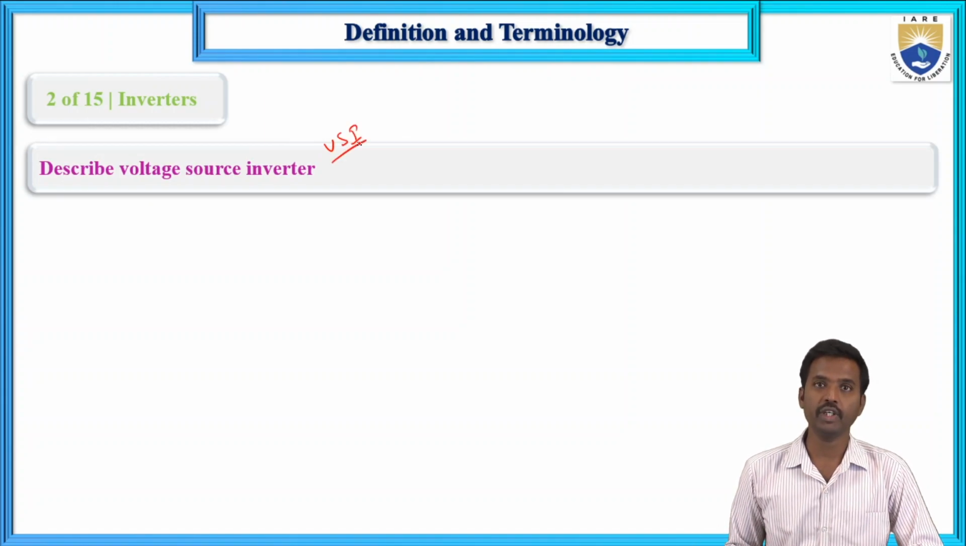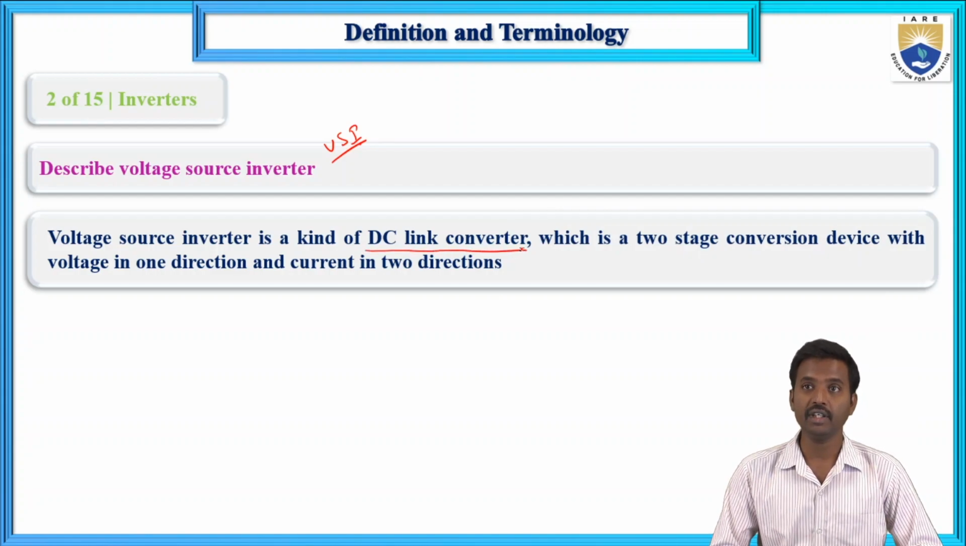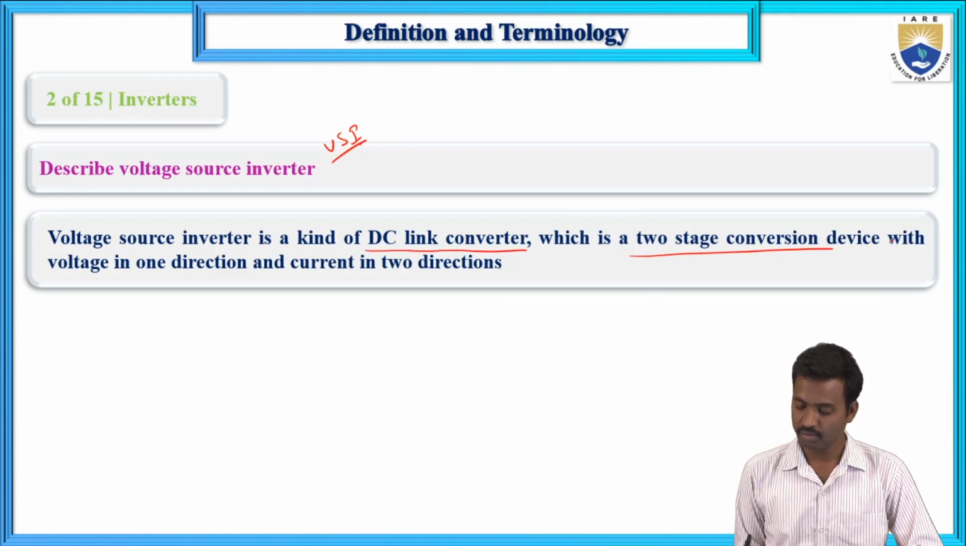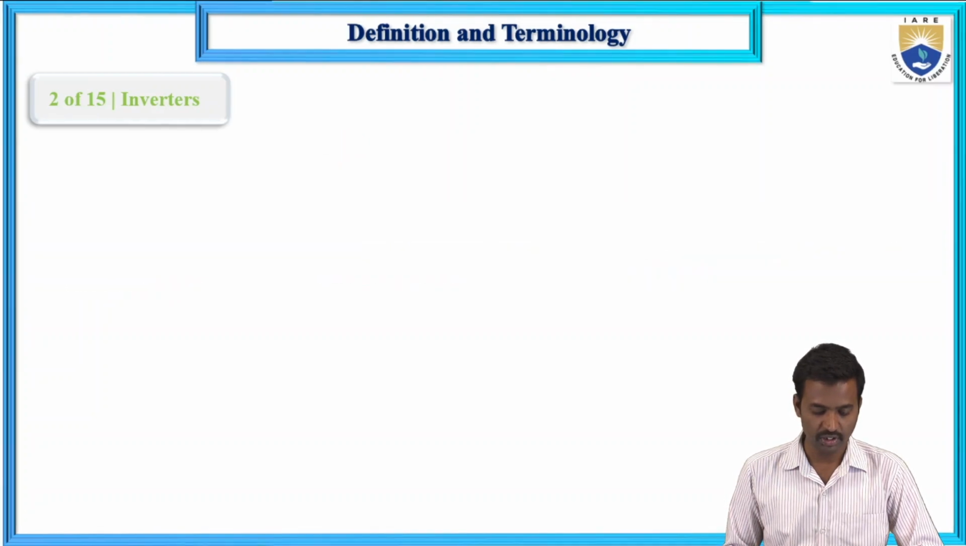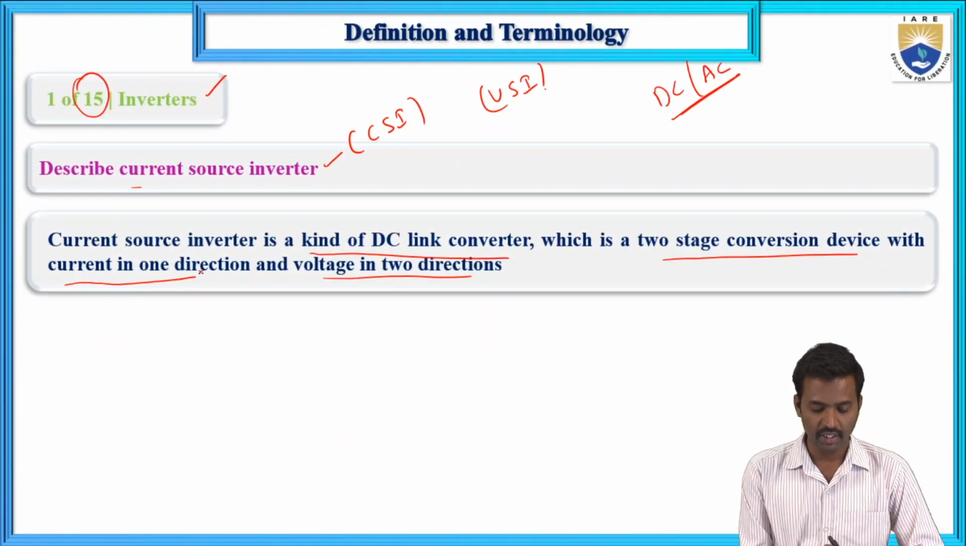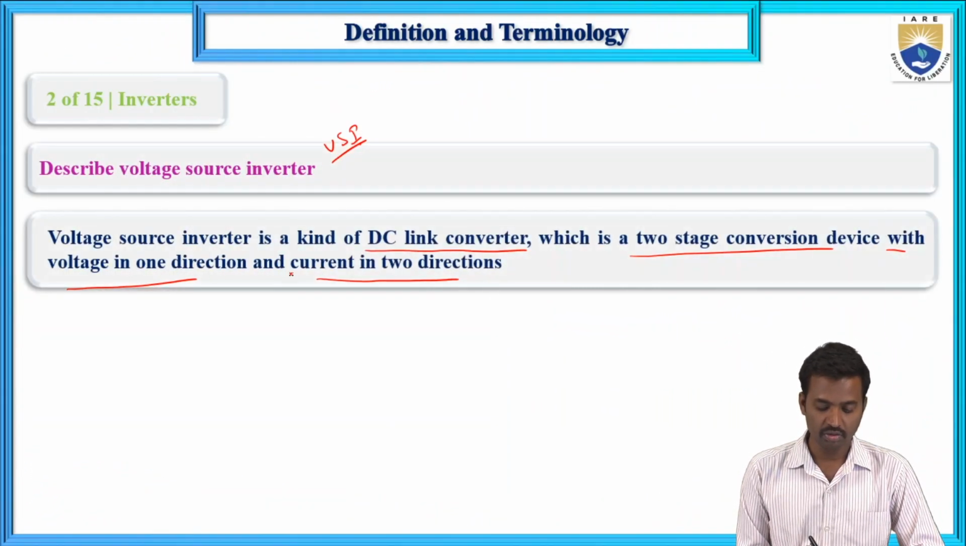A voltage source inverter is also a DC link converter, a two-stage converter, with voltage in one direction and current in two directions. In the previous one, the current source inverter, current is in one direction and voltage in two directions. In case of voltage source inverter, the voltage is in one direction and current is in two directions.